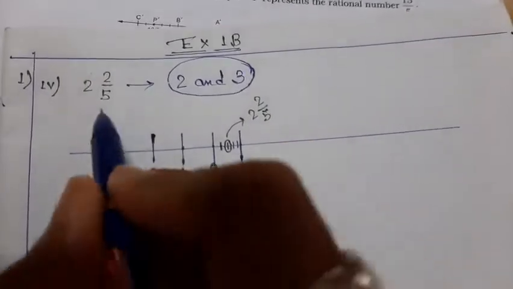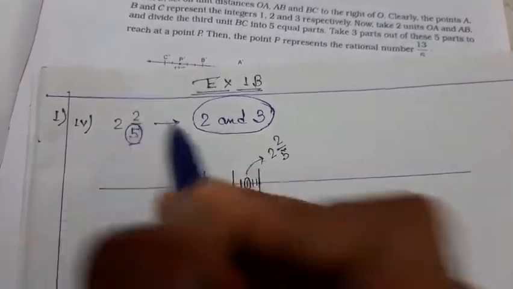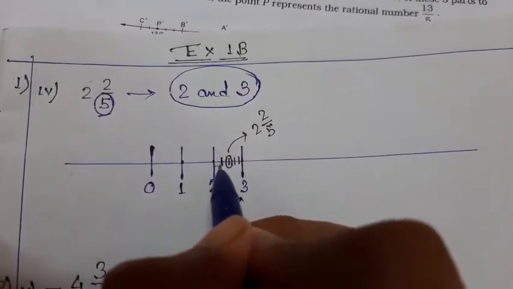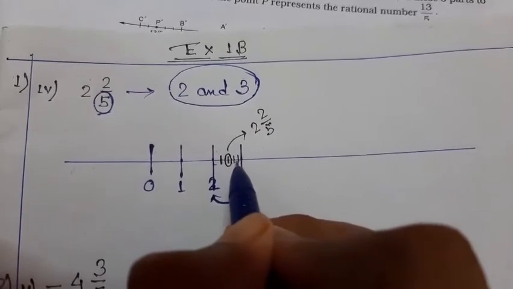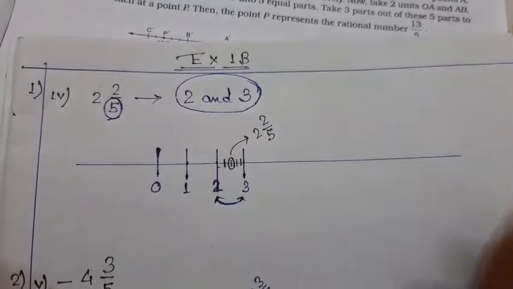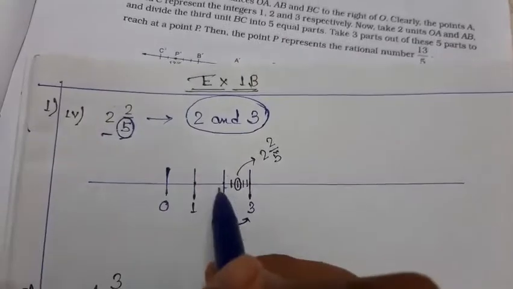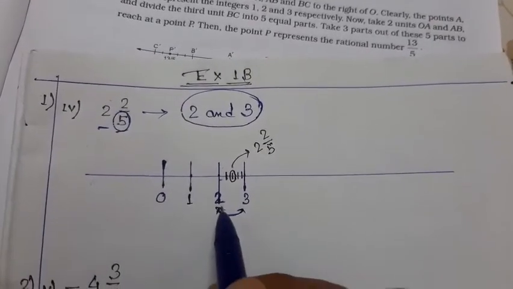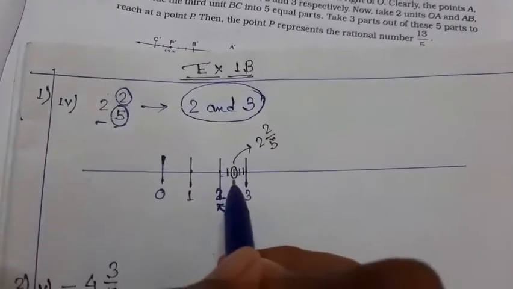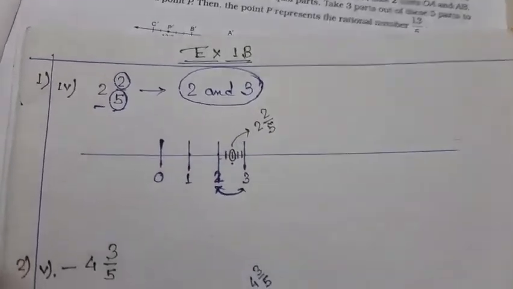Now you can see the denominator is 5. If the denominator is 5, you have to break this part into 5 parts. You can see 1, 2, 3, 4 and 5. It must be equal and you have to use pencil. Remember this thing. Now, it is after 2, so it is 2 point 2. Now, 2 by 5. See the numerator. So you have to point out the second line. That means this one. And it is 2 point 2, 2 by 5.